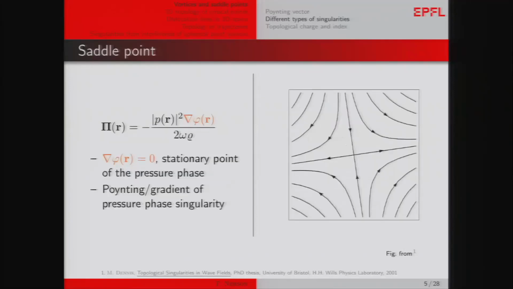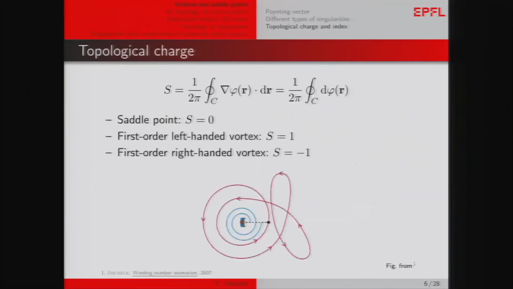Same for saddle points. Here it's the gradient of the phase that goes to 0, so it is a stationary point of the pressure phase, and you have a singularity of the Poynting vector and a singularity of the gradient of the pressure phase. If you plot the saddle point here, you can see that the streamlines will go around, and this is just the definition of a saddle point. You might know that already.